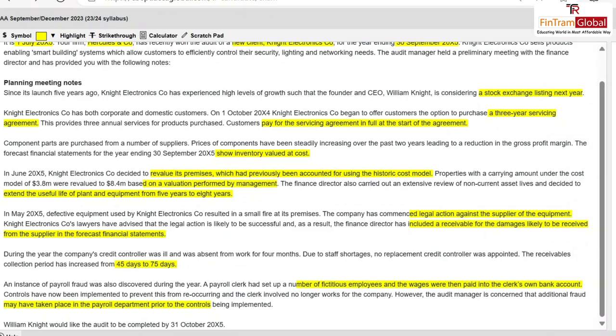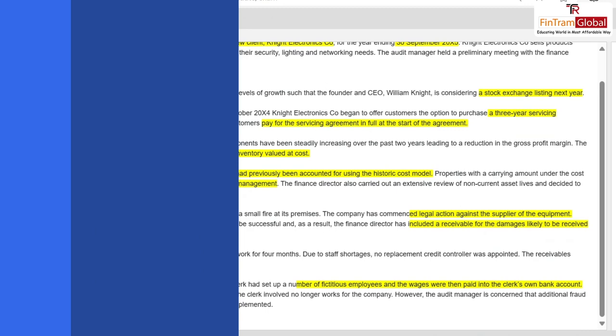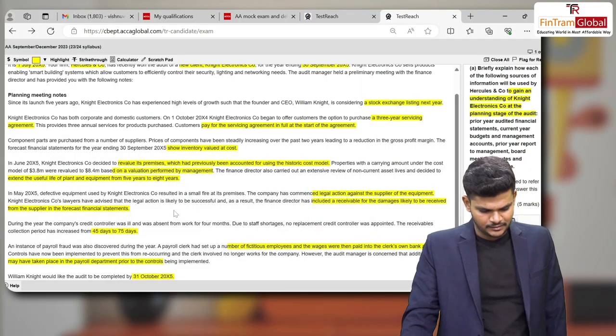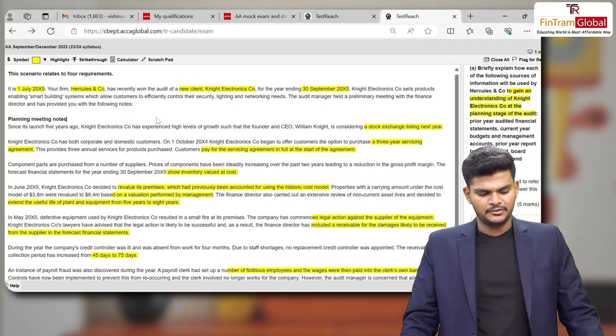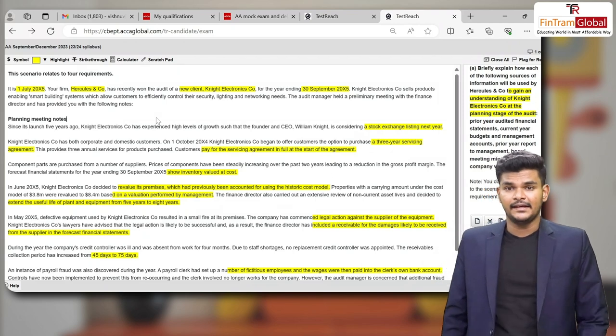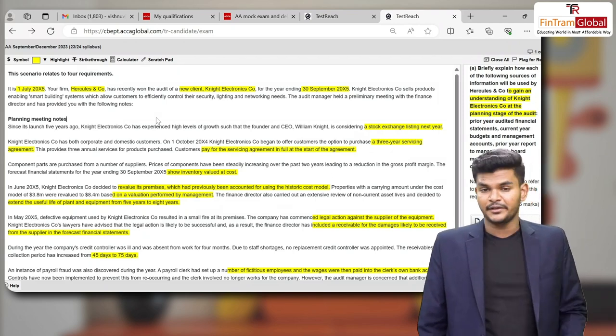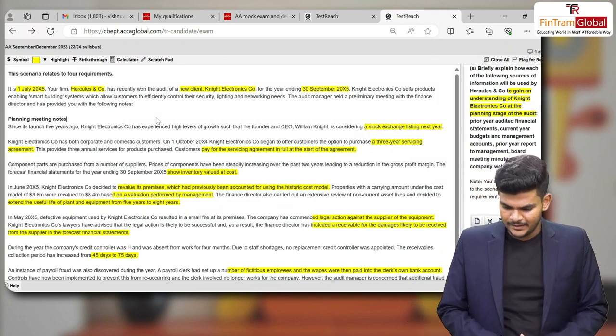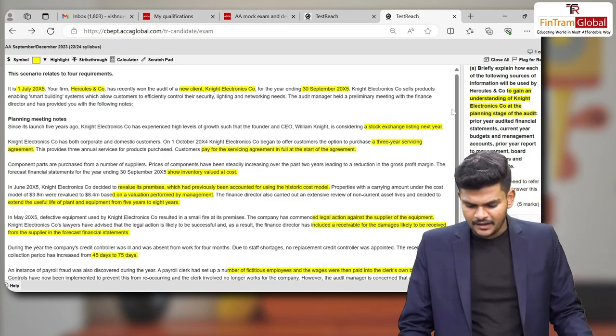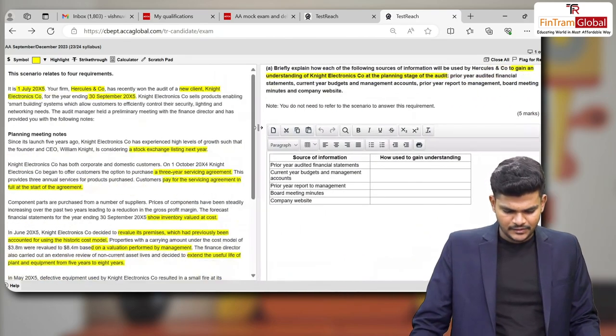And the last point is William Knight would like the audit to be completed by 31st October 2005. Okay, that's their preference, but yeah, still. So there's a kind of a rush in completing the audit procedures as well. But we're not talking about ethical threats like intimidation threat or anything here, so that should not be a point. But yeah, coming back to the answers, so that's basically the scenario.